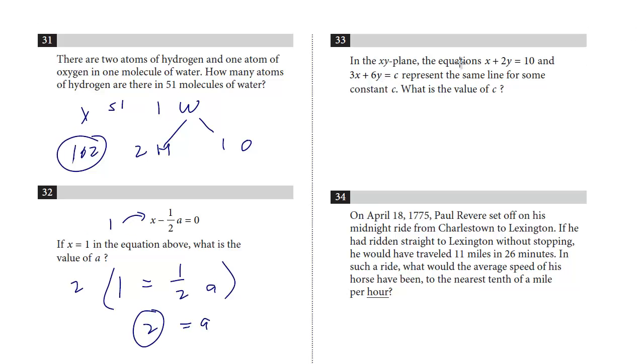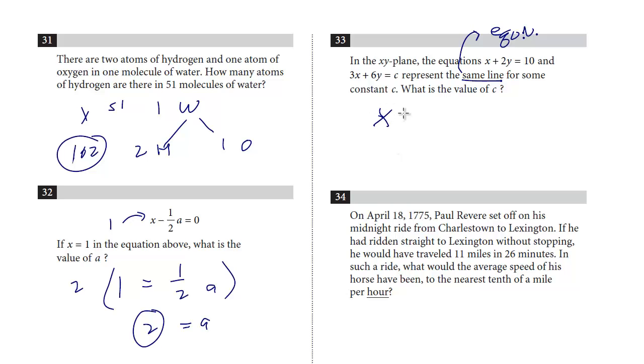In the xy plane, the equations x plus 2y equals 10 and 3x plus 6y equals c represent the same line for some constant c. What is c? Now, same line, that means that these 2 equations are equivalent. Another way of thinking about that is they have infinite solutions. They really are the same line. They're right on top of each other. So we have to just make them the same.